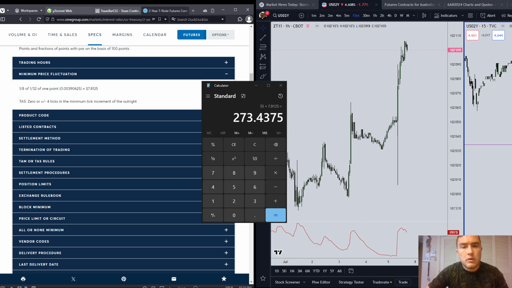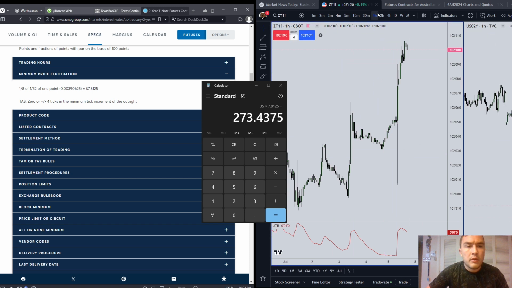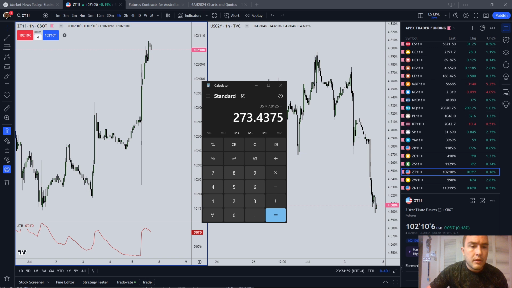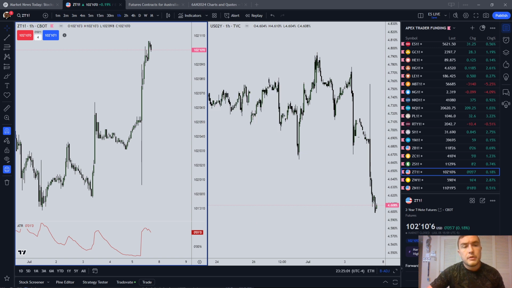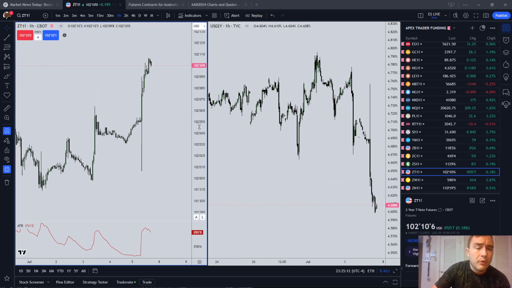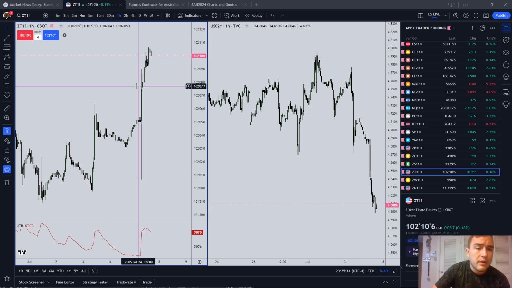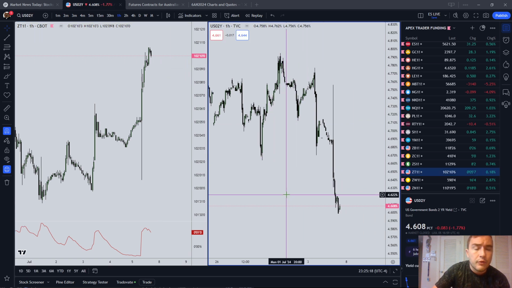If I were to head over here on the hourly chart, and let's bring this up here, hide the calculator. Okay, guys, what you need to know whenever you're trading the bond futures is that the bond futures are inversely correlated with the yield. For example, the value of a bond future is inversely correlated with the yield.